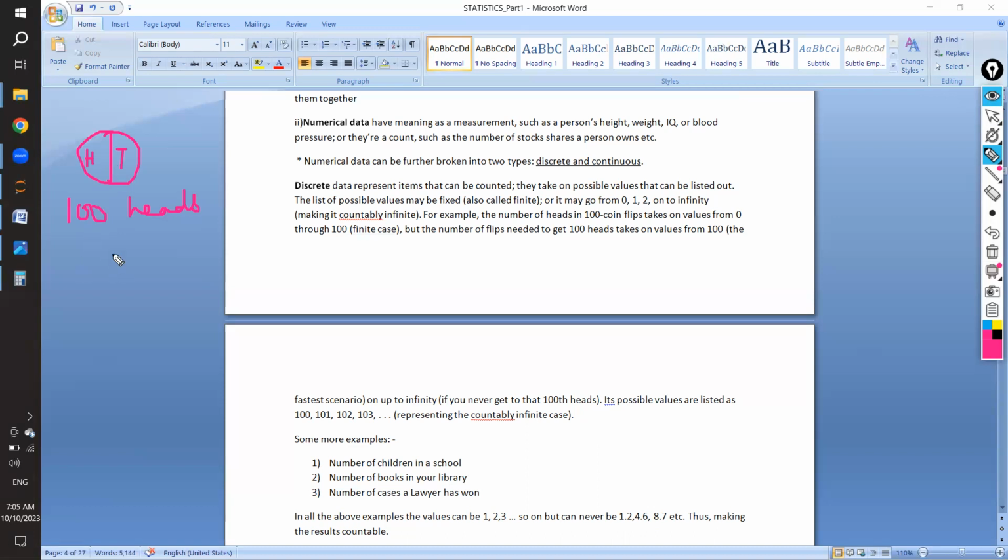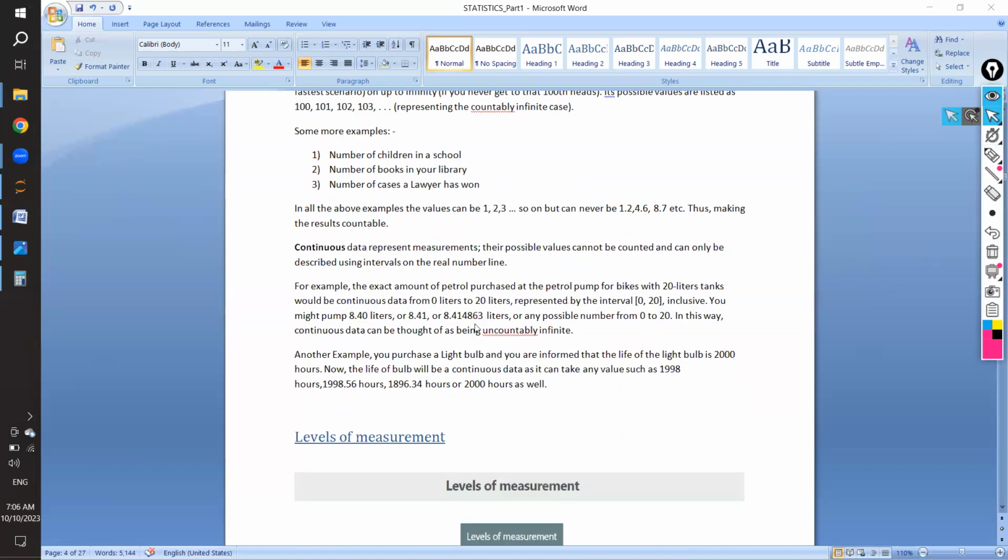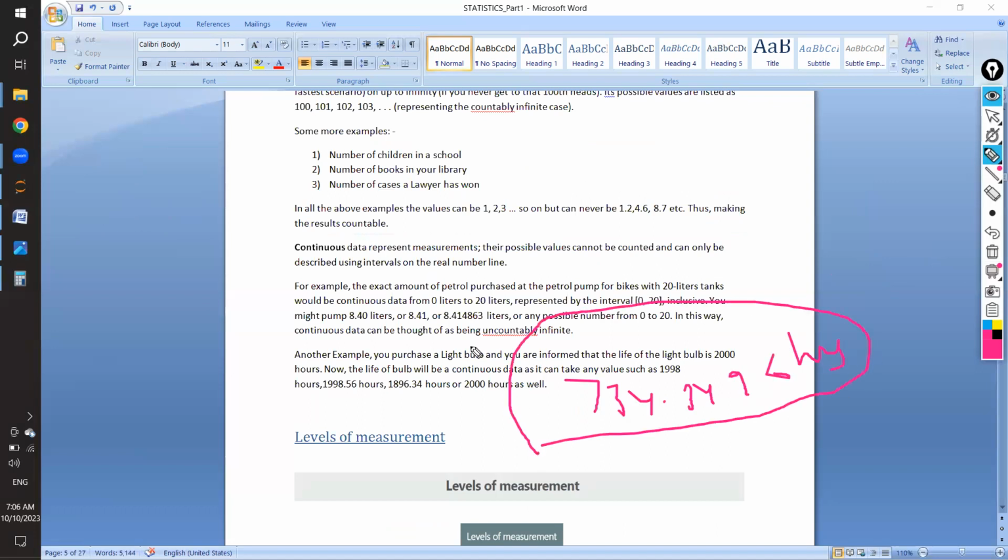ఇన్ఫినైట్. ఎన్నన్నా రావచ్చు, ఎందుకంటే నువ్వు 10 lakh టైమ్స్ ఫ్లిప్ చేసినా కూడా నీకు 10 lakh టైమ్స్ టైల్స్ రావచ్చు, చెప్పలేం కదా. నువ్వు ఇన్ఫినైట్ టైమ్స్ ఫ్లిప్ చేసినా కూడా ఇన్ఫినైట్ హెడ్స్ రావచ్చు. బట్ స్టిల్ నువ్వు కౌంట్ చేయగలుగుతావు, అవుట్పుట్స్ ఏమేమి వస్తాయి అనేది ప్రతిసారి నీకు తెలుస్తుంది. కంటిన్యూస్ లో నువ్వు చెప్పలేవు. నంబర్ ఆఫ్ బల్బ్స్ అంటే ఎప్పుడైనా ఫెయిల్ కావచ్చు, లైక్ 734.3496 ఆవర్స్ లో ఫెయిల్ కావచ్చు బల్బ్. సో ఇన్ఫినైట్, అన్కౌంటబుల్ ఇన్ఫినైట్ వాల్యూస్ ఉంటాయి.